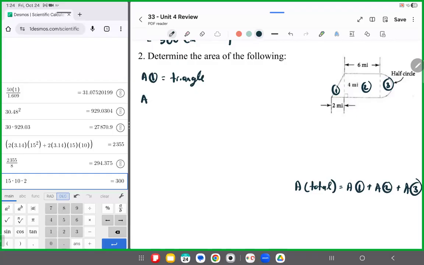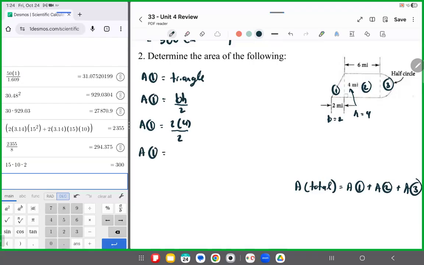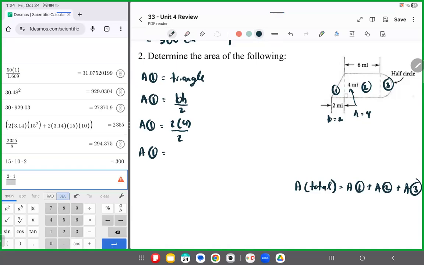So it has as a formula base times height divided by 2. So in this case here, we have a base equal to 2, and we have a height equal to 4. And so this area will be equal to 2 times 4 divided by 2. And on our calculator, if you just take 2 times 4 divided by 2, you'll get 4. And so this will be 4 miles squared.